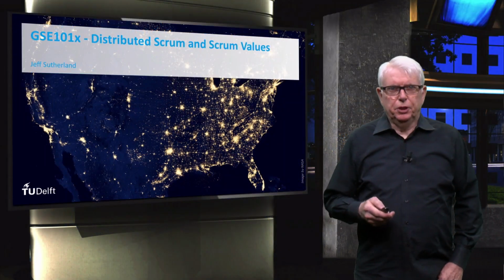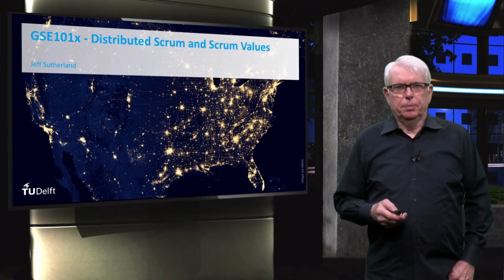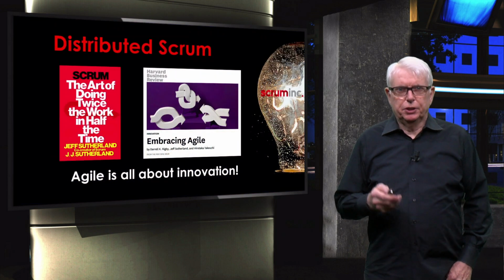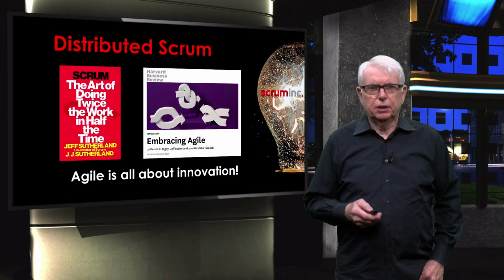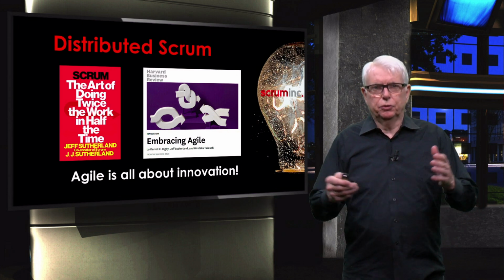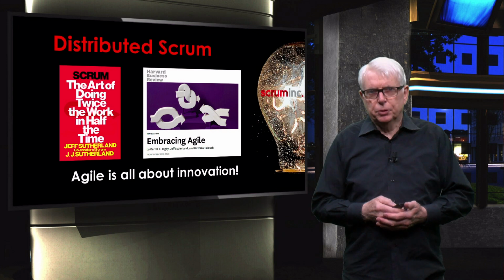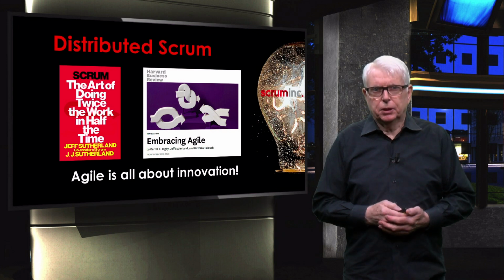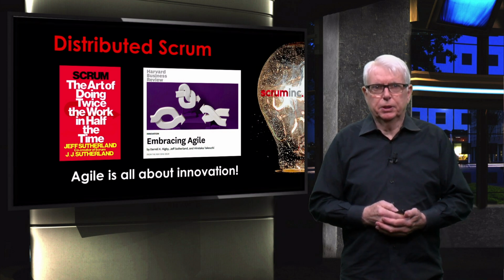My name is Jeff Sutherland. I'm here to talk about distributed Scrum. I'm the founder of Scrum, which started in 1993. By 1995, we were distributing Scrum all over the United States and then all over the world. I am personally on a distributed Scrum team. My company runs completely by Scrum.